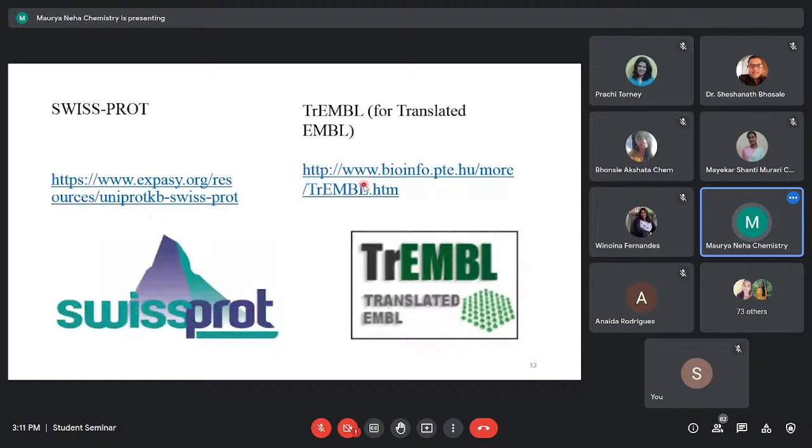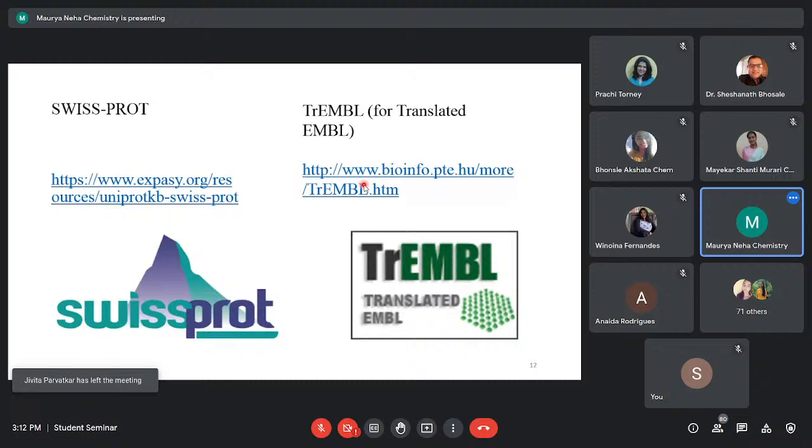Similarly, there are Swiss-Prot and TrEMBL. Swiss-Prot is a primary protein database which contains highly curated protein sequences. Along with other information about the sequence, it contains information on any post-translational modification, for example acetylation or phosphorylation, and if there are any binding sites, etc.